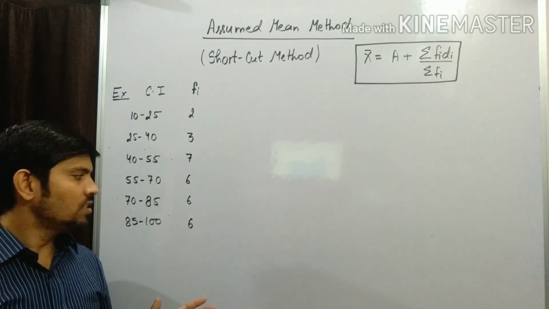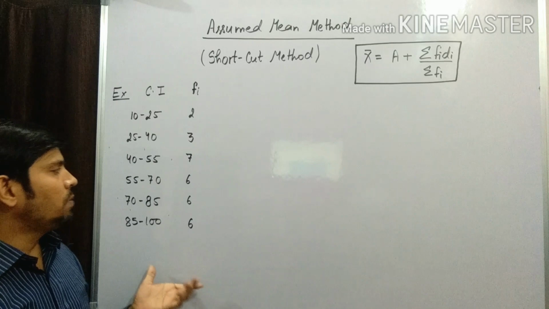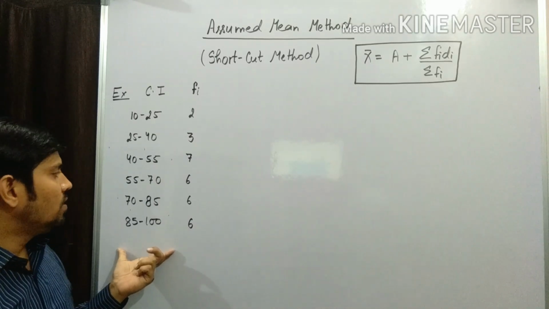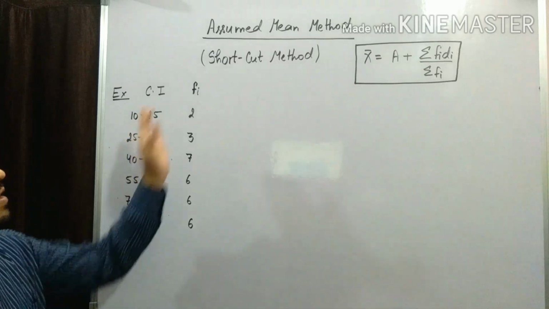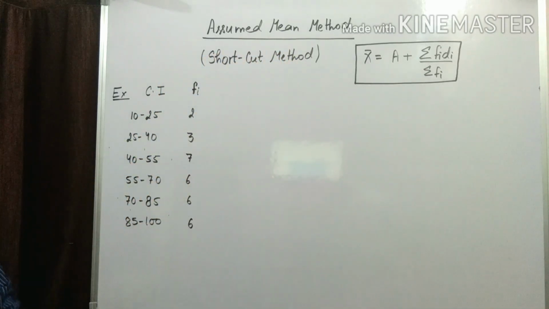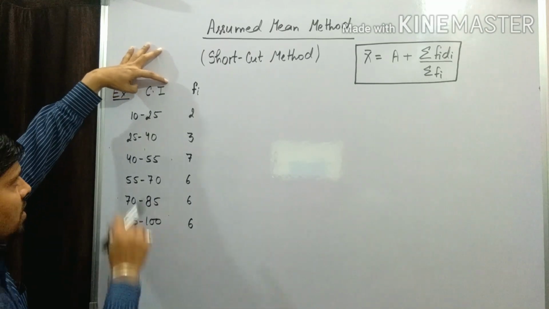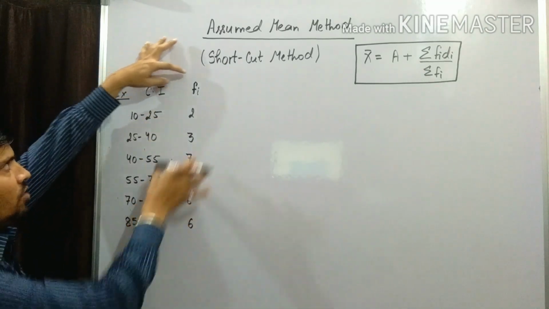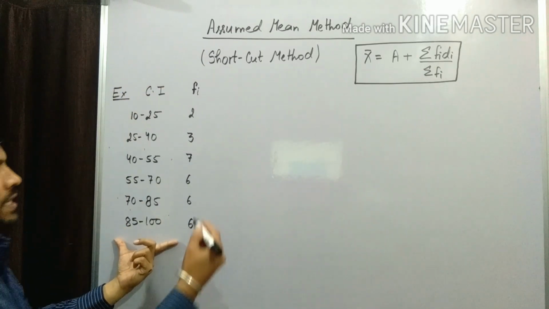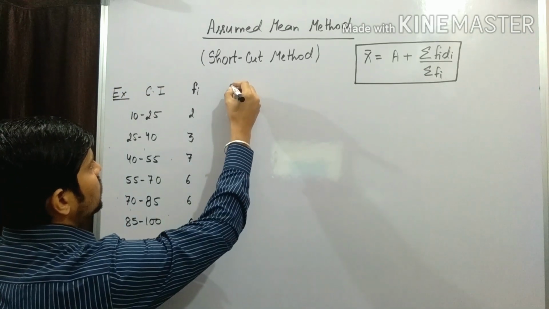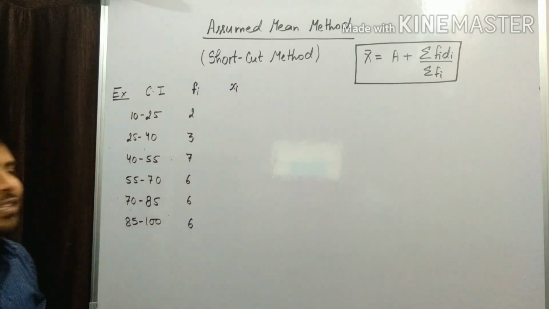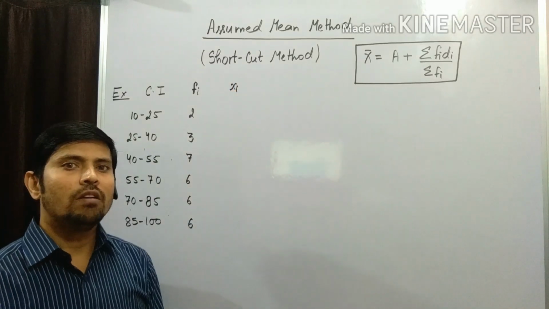To understand this, I am going to explain one example: how we will find the mean with the help of this assumed mean method, the shortcut method. First of all, we will write out the class intervals and the frequencies which are given in tabular form. Now we will find the xi, the class mark. Yesterday we discussed how to find the value of xi.